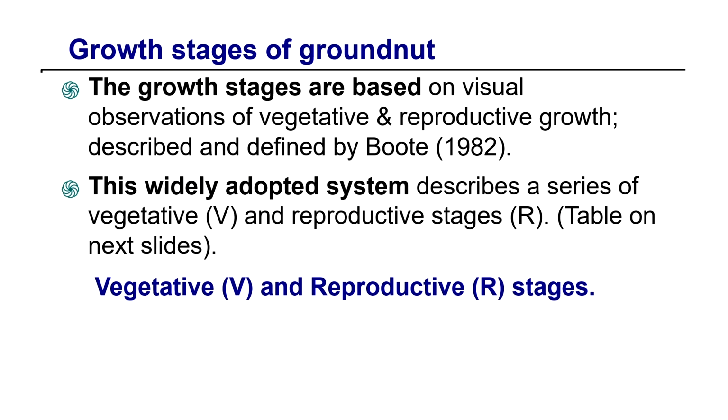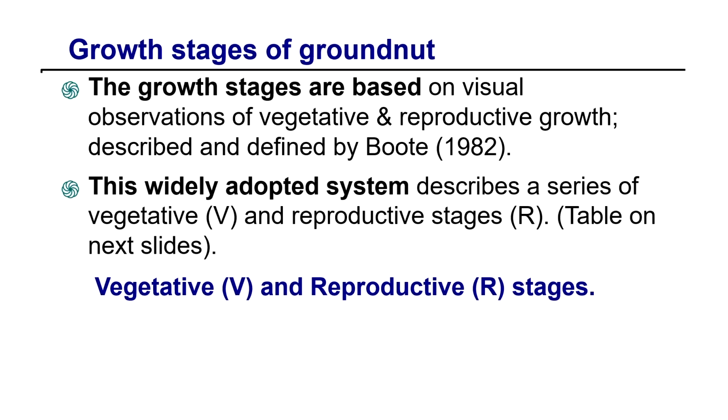Now, after seeing the morphology of the groundnut plant, let us see what the different growth stages are. So basically you see germination is there, then the seedling will be formed, then the vegetative stage, then the reproductive stage, and then the plant matures. So these are the major stages of the groundnut plant. The growth stages are based on visual observation of vegetative and reproductive growth, described and defined by Boote in 1982. This widely adopted system described a series of vegetative and reproductive stages. So we'll see in the next slide, these are 2 important stages: one is vegetative, represented by letter V, and the reproductive stage represented by letter R.